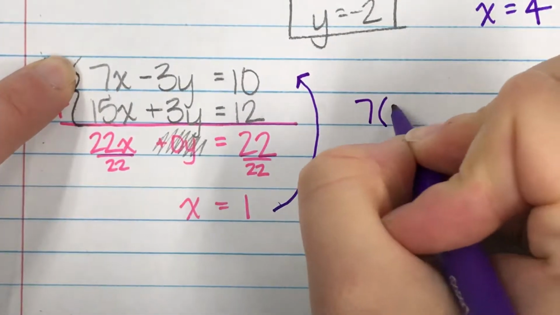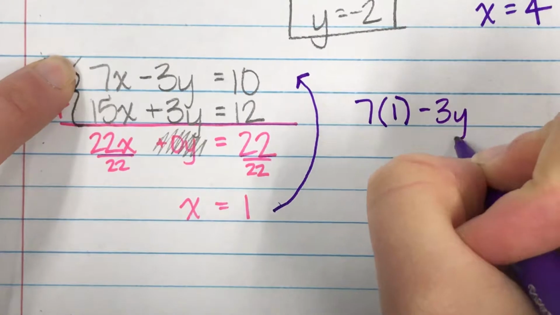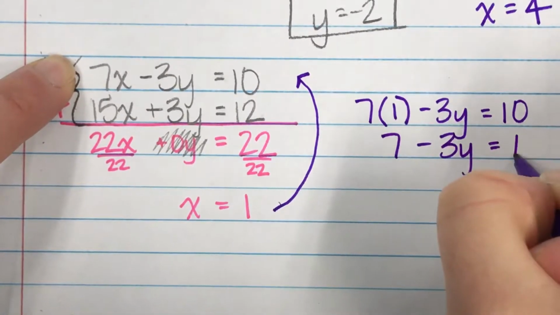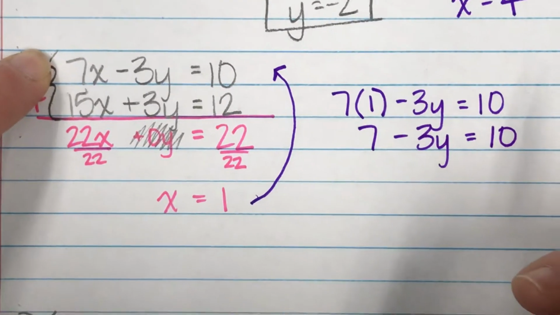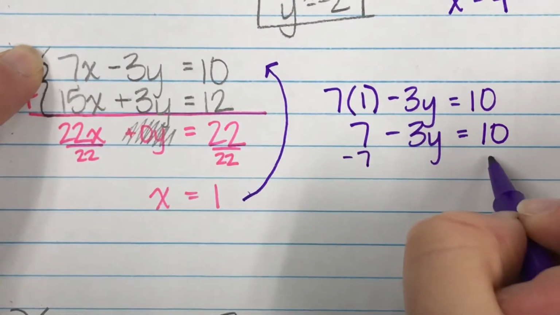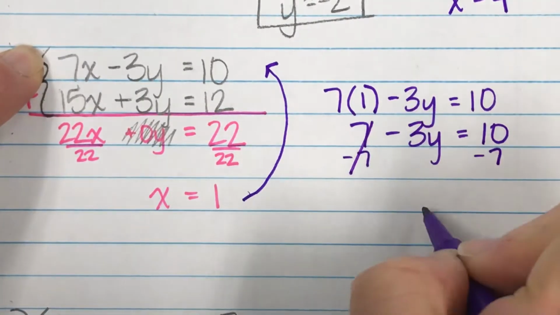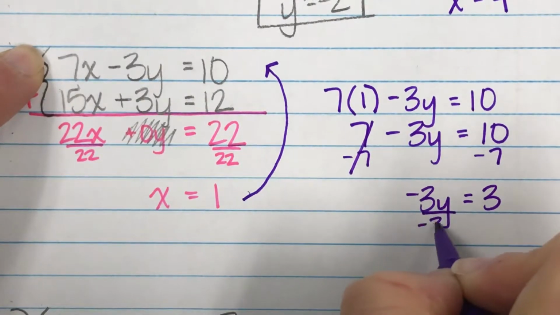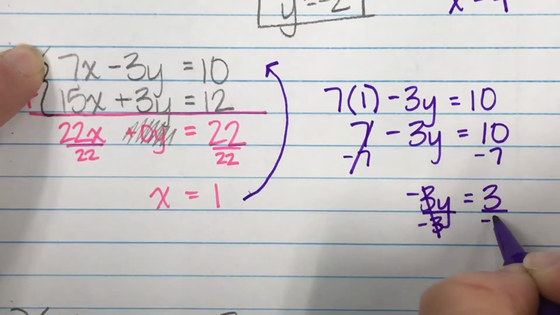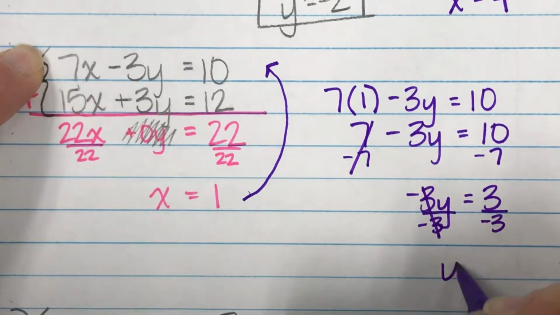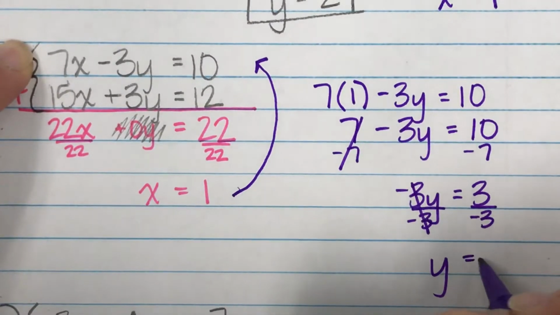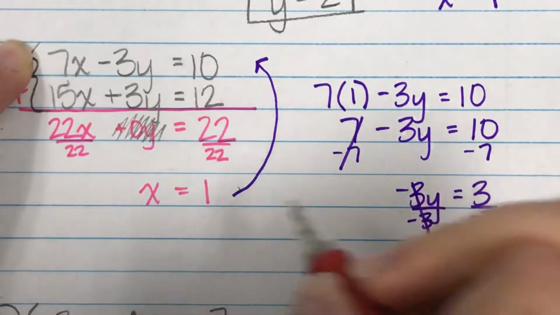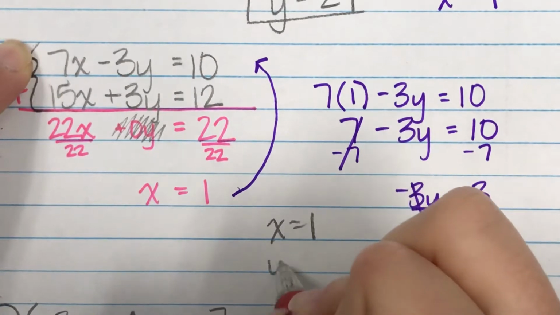And I'll go 7 times 1 minus 3y equals 10. So 7 minus 3y equals 10. I'm going to go ahead and subtract 7 from both sides, and I end up with negative 3y equals 3. Divide by negative 3, so that cancels out. And 3 divided by negative 3 leaves me with y equals negative 1. Okay? Not too tricky. End up with x equals 1, y equals negative 1.